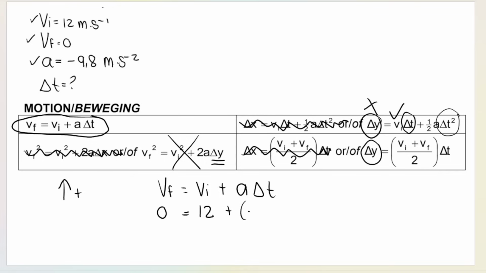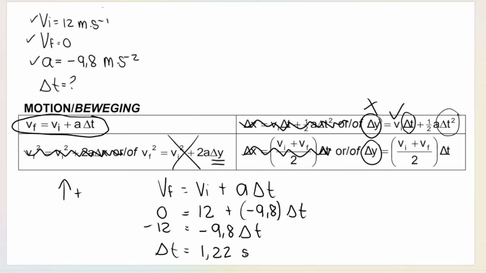Acceleration is always down. So in my case, it's a negative because I chose up as positive and I'm looking for time. So you take 12 over, it becomes negative 12. And then you are basically having negative 9.8 multiplied by delta t. So you'll say negative 12 divided by negative 9.8. And you should get your time that it takes to reach maximum height as 1.22 seconds.